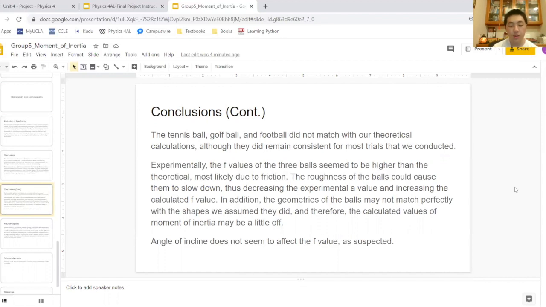And lastly, we found that the angle of incline does not seem to affect the F value. And this is because moment of inertia is based off of the mass and geometry of an object and nothing else.